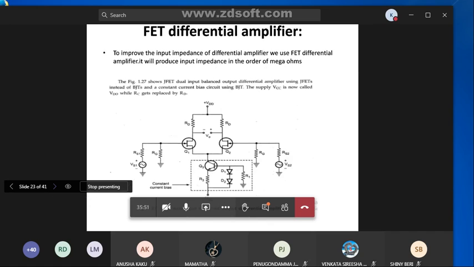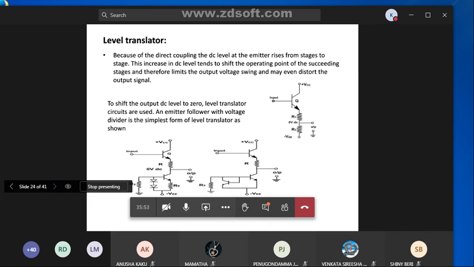So the main purpose of the level translator is that the DC level of the first stage should not enter into the second stage. If the DC level of the first stage enters into the second stage, then the biasing conditions of the second stage will change. That is the main drawback.